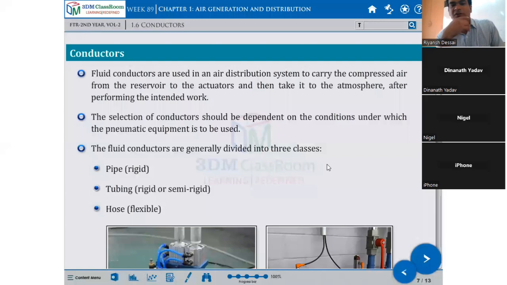After performing the intended work, the air is released. So the selection of the conductor should depend on the condition under which the pneumatic equipment is to be used. The conductor is selected according to where the system is used.